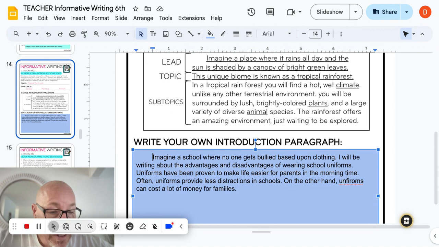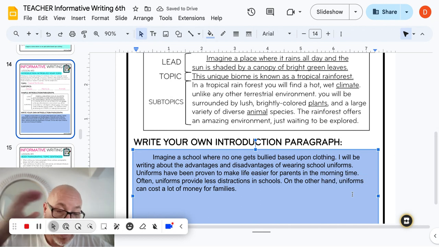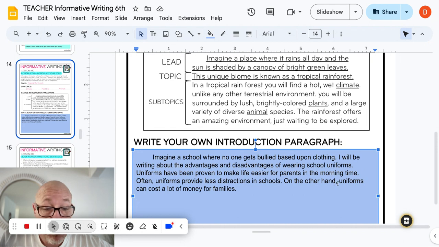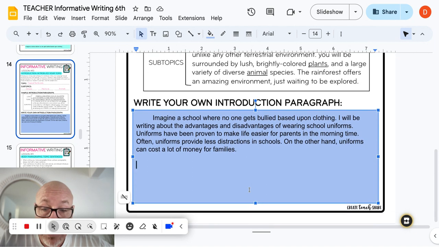And then see how this is underlined right here? That's telling me that I have a misspelled word. If I just put the cursor there, click it, it will come up and it will just correct it automatically. So I don't have to look up the spelling. And I'm just waiting for that to disappear. On the other hand, another transitional phrase provided by a comma. On the other hand, uniforms can cost a lot of money for families.